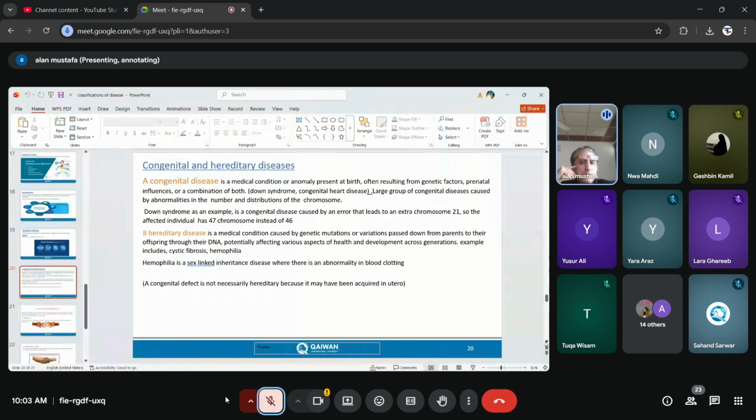So Down syndrome is a congenital disease. It's a very common disease here. You see a lot of Down syndrome every now and then in the market, in the hospital somewhere.